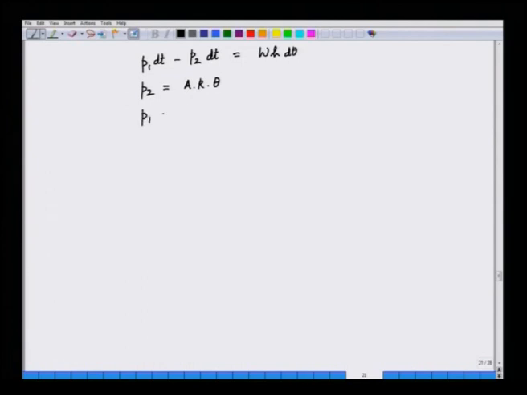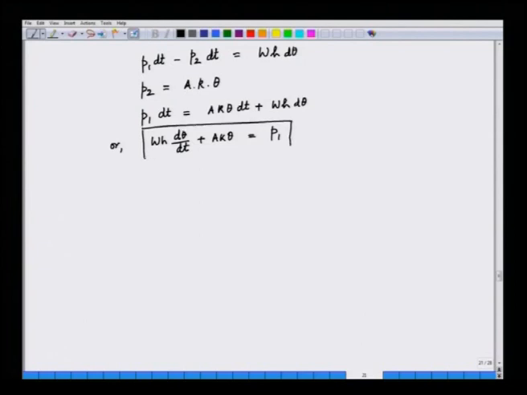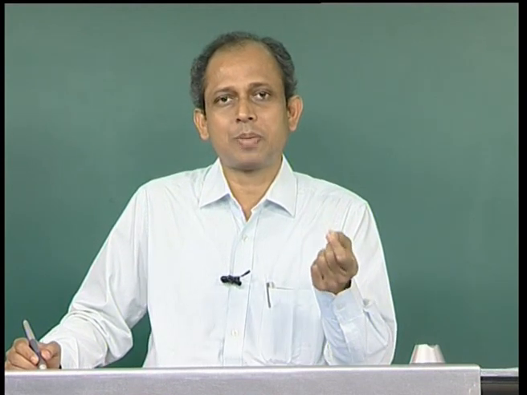So, what we have here is P1 dt equal to A K theta into dt plus WH d theta, or we can write it as WH into d theta by dt. We will be dividing all this by dt. So, what we have here is WH d theta by dt plus AK theta, that is equal to P1. So, this is an interesting equation. This equation gives the dynamics of temperature rise. So, theta is the mean temperature rise. We are seeing that theta is not constant, theta is basically a function of time.